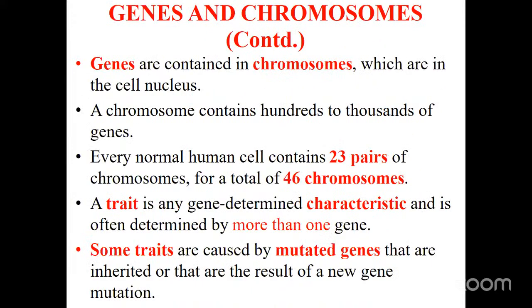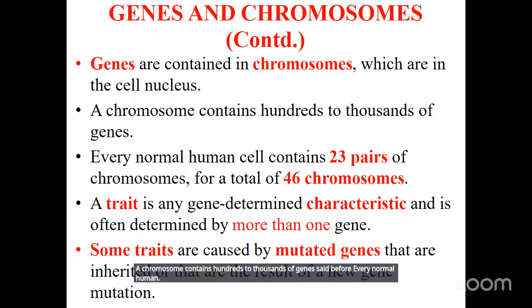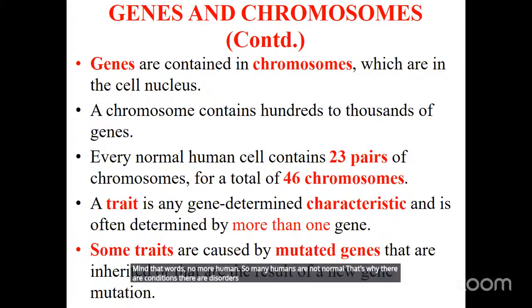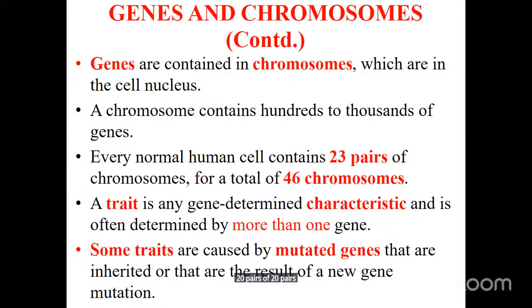So genes are contained in chromosomes, which are found in the cell nucleus. A chromosome contains hundreds to thousands of genes, as said before. Every normal human, mind that word, normal human. Many humans are not normal. That's why there are conditions, there are disorders. But when somebody is not having a disorder, it's normal. That individual must contain 23 pairs of chromosomes, homologous chromosomes. And that gives a total of 46 chromosomes. So in a normal individual, we expect to see 46 chromosomes.